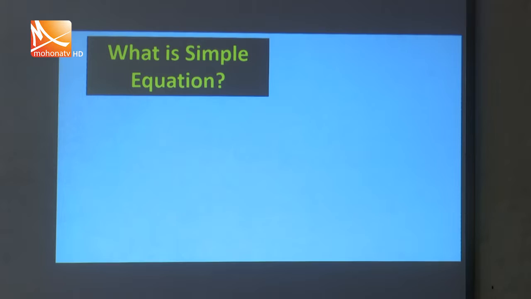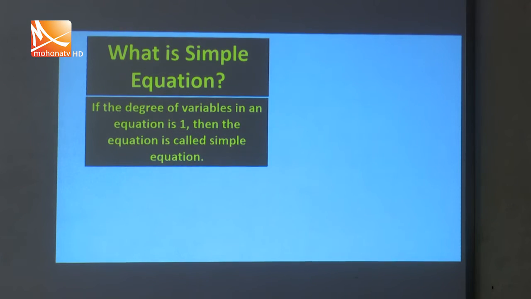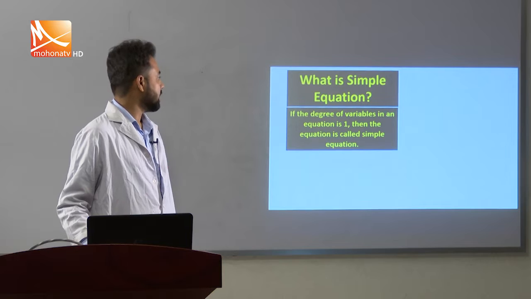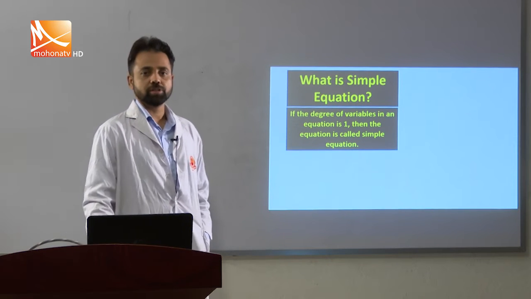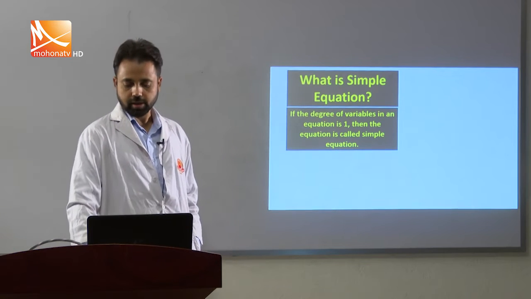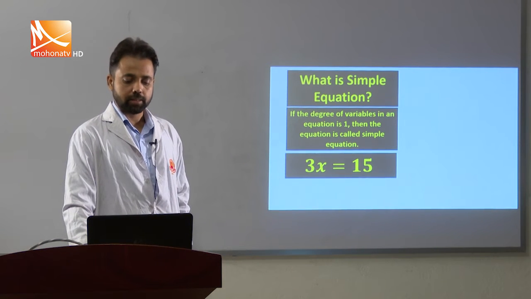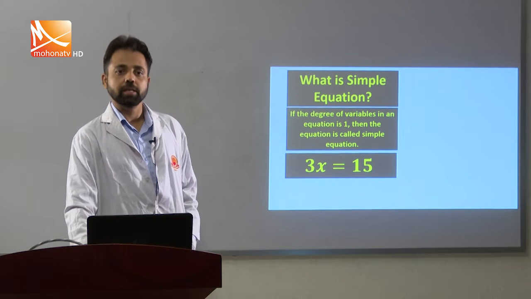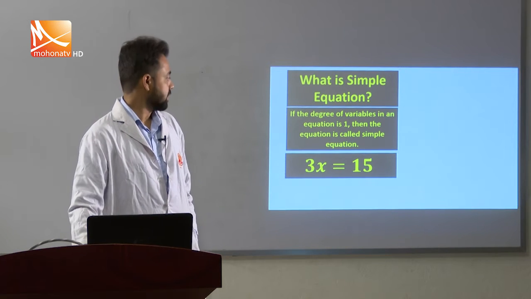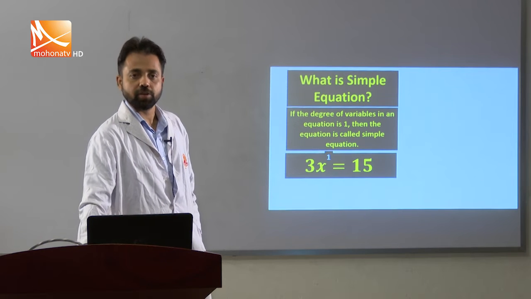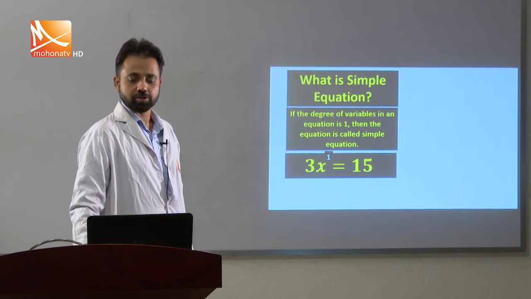So students, first of all, you know what is simple equation. Okay, you have known it in class 7 and 8. What is simple equation? We know if the degree of variable in an equation is 1, then the equation is a simple equation. Okay. So, here 3x is equal to 15, this is an equation, and here variable is x and the degree of x is 1. So, it is a simple equation.